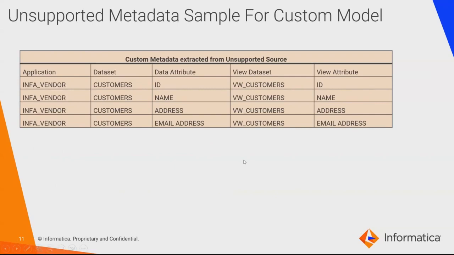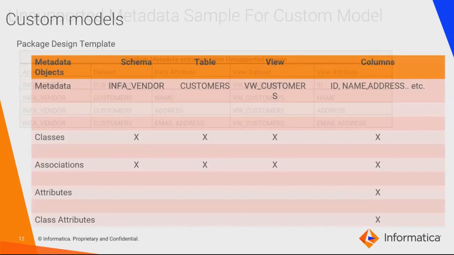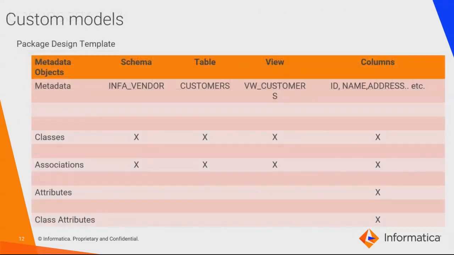Once I have decided that, I need to design that custom model. Let me quickly show the association, how I want to showcase this model. Okay. So this is how I want to represent this custom metadata in my catalog. I want to showcase the application as a schema, the datasets as tables, and the attributes as columns. I've just taken a typical relational database model to simplify the visualization of it.